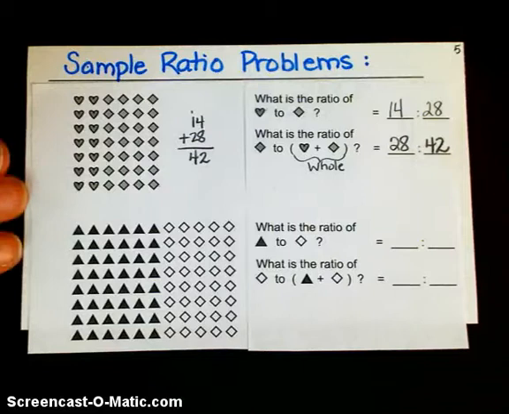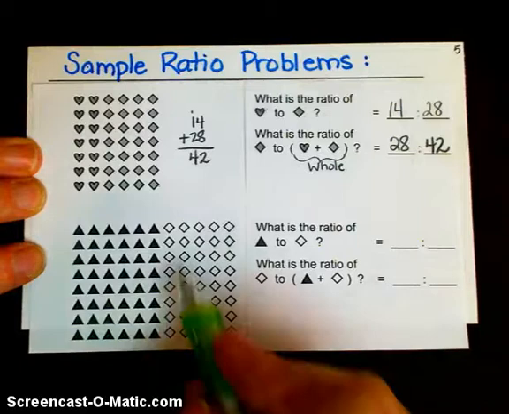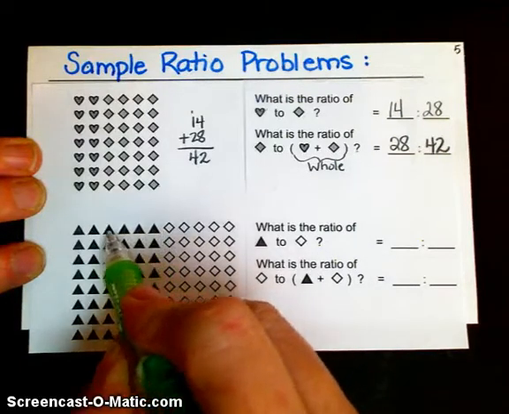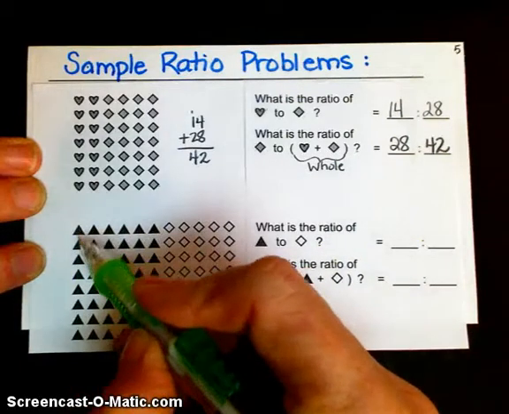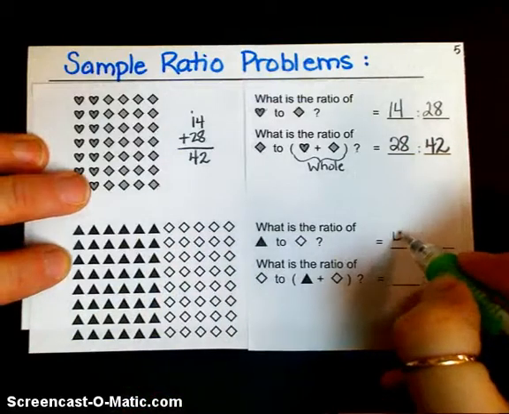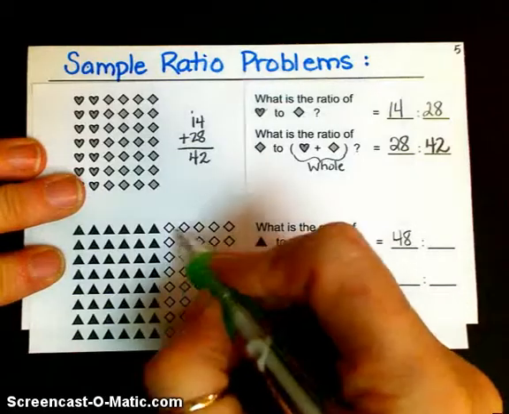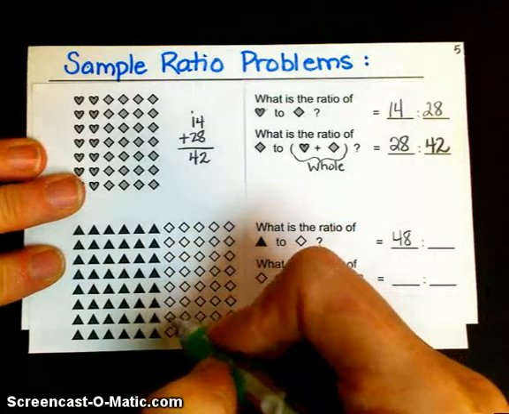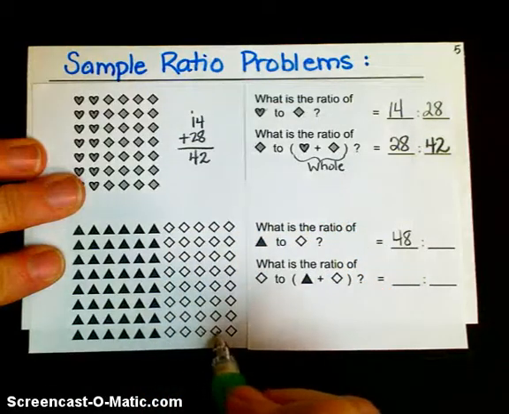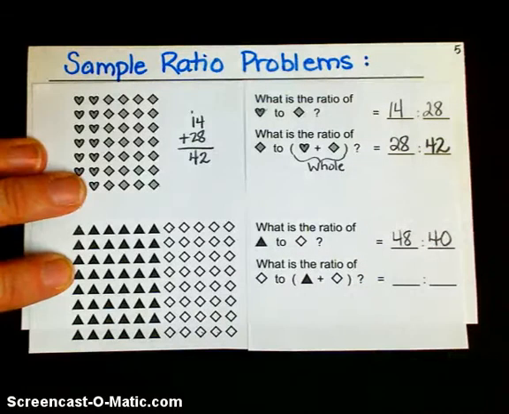The next example, what is the ratio of triangles to diamonds? So how many triangles do we have? 1, 2, 3, 4, 5, 6 times 1, 2, 3, 4, 5, 6, 7, 8. 6 times 8 is 48. How many diamonds do we have? 1, 2, 3, 4, 5, 6, 7, 8 to 1, 2, 3, 4, 5. 8 times 5 is 40.